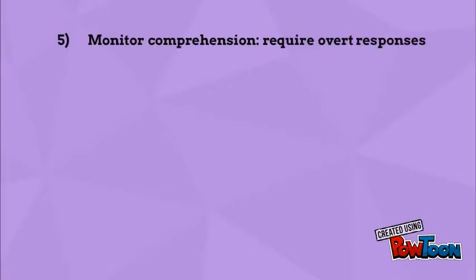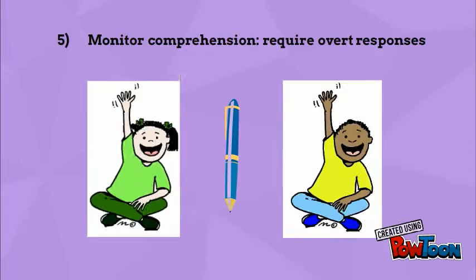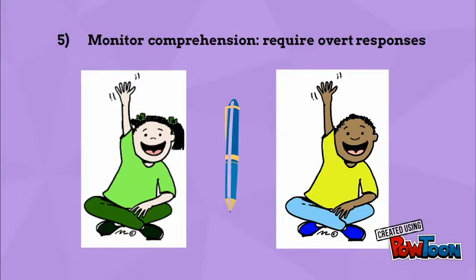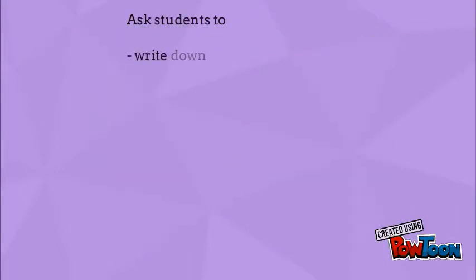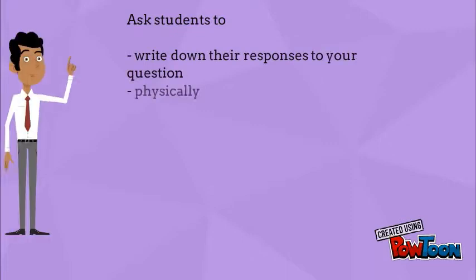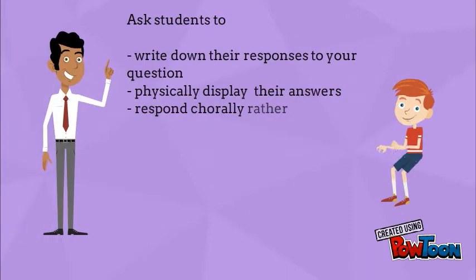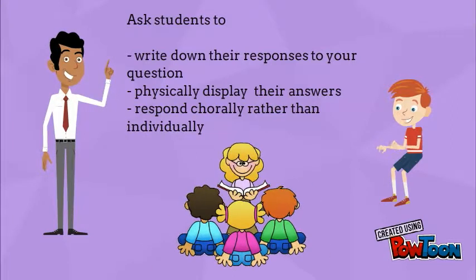The fifth strategy is to monitor comprehension by requiring overt responses. A simple way to determine how well your students understand the material is to have them respond overtly to your questions. So, ask students to write down their responses to your question, or physically display their answers, or respond covertly rather than individually.